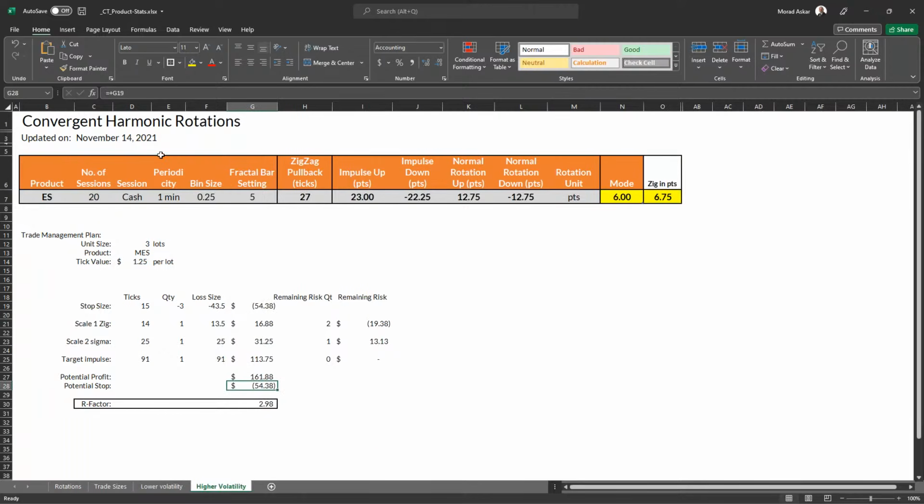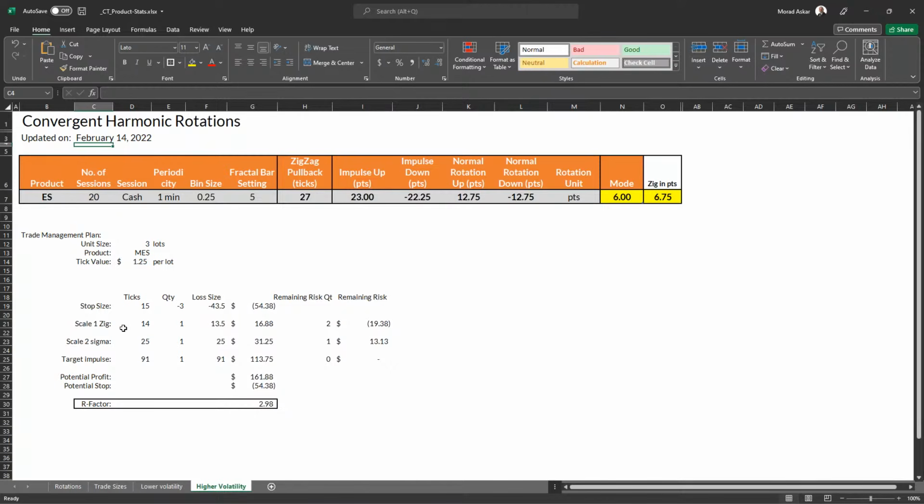Now we come to, this is not November 2021 anymore. This is 2/14/2022. Here are the new numbers. The impulse up is 23, down is 22.25 on a 1-minute bar chart. The normal harmonic rotation is 12.75 up, 12.75 down. 3 lots, 1 tick. Now my loss at 15 ticks for 3 lots is 54 and some change.